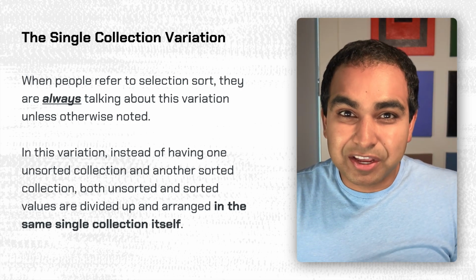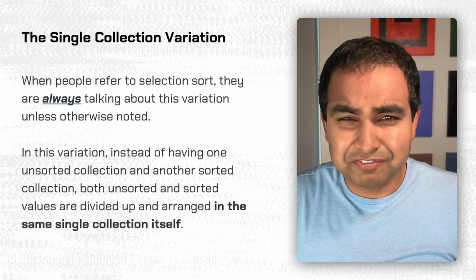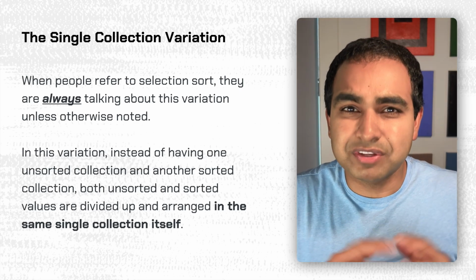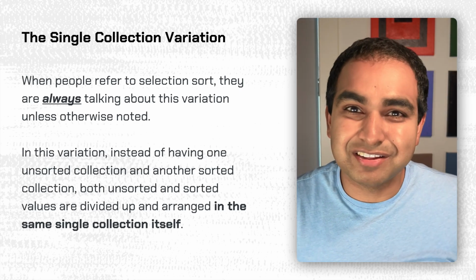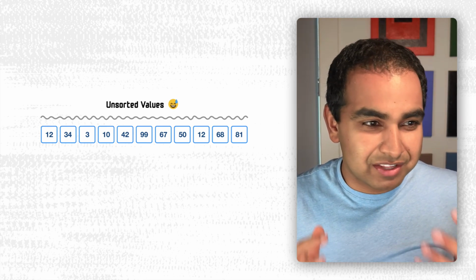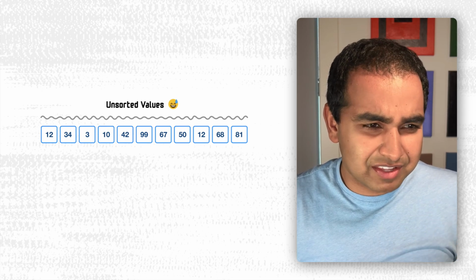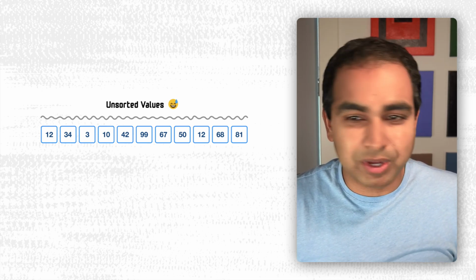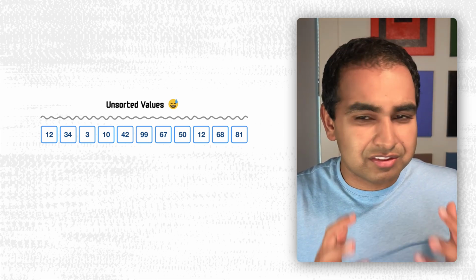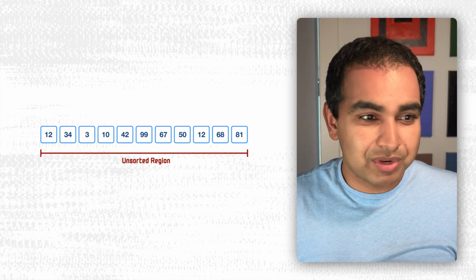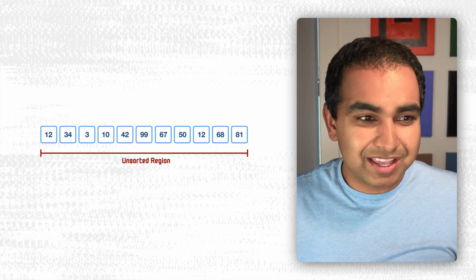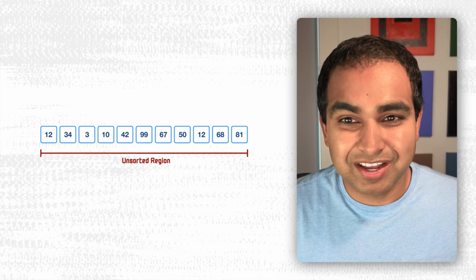This sounds almost like defying the laws of physics, or whatever the equivalent would be in the algorithms world, but it does work. So we'll walk through how that looks. In this case, we have another collection of unsorted values: 12, 34, 3, 10, 42, 99, 67, 50, 12, 68, 81. Because all these values are unsorted, we're going to designate them as being part of an unsorted region. By default, at the very beginning, every value will be considered unsorted.